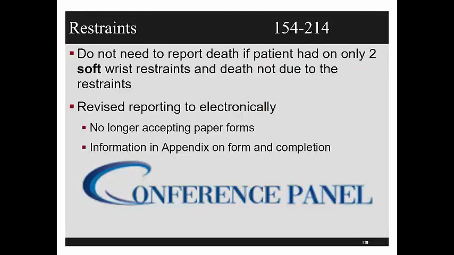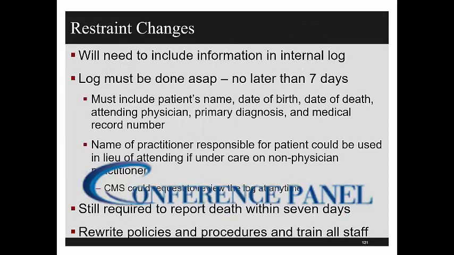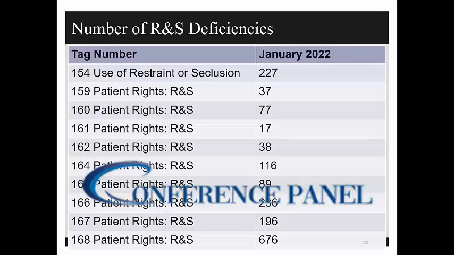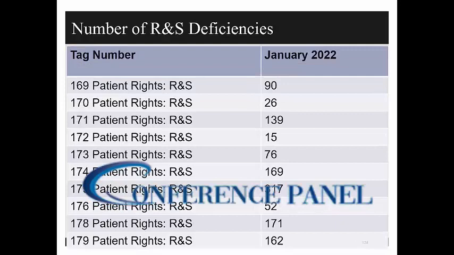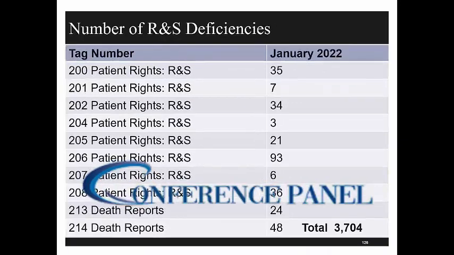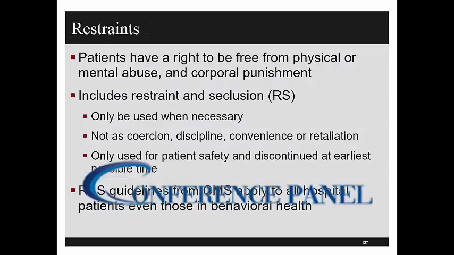Well, now we're on to this part about restraint and seclusion for patient rights. Again, very long section on this. So other changes. What you need to include in the internal log. Restraints and seclusion deficiencies are multiple, and you can see all the tag numbers. These are the most recent deficiencies as of January of this year. Now, these do only go to the 3rd quarter because that's all that had been posted, but it's a total of 3,700 as far as how many deficiencies were cited.